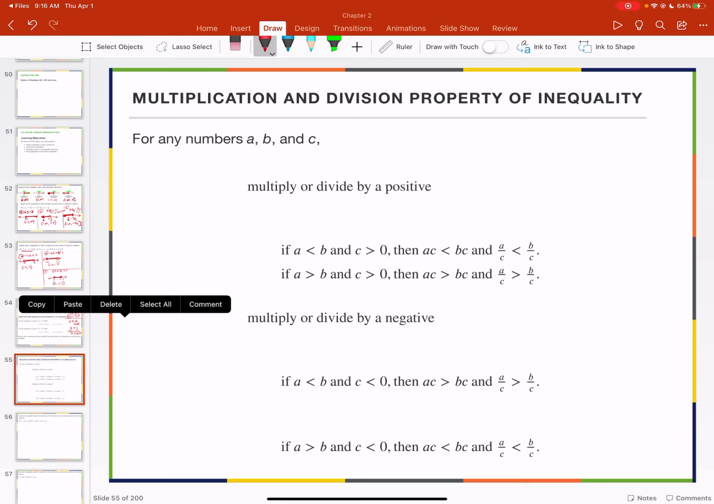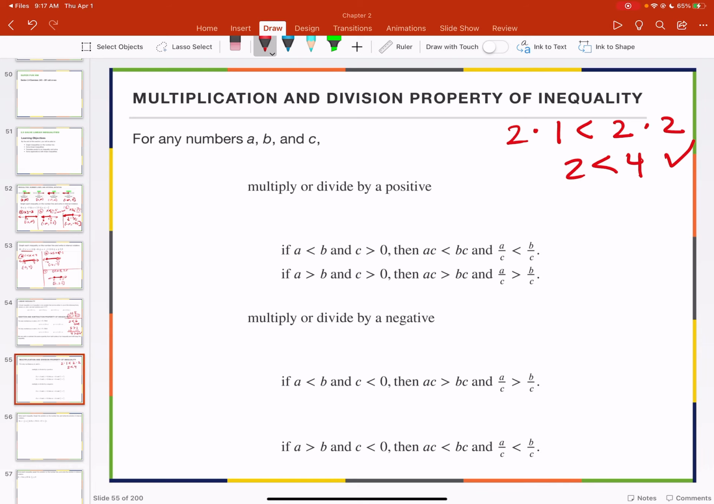Okay. Now, what about multiplication? We can multiply both sides of an inequality, and that's fine. However, the only thing that will change the inequality is if we multiply by a negative. So let me show you with a numerical example. Suppose I have 1 is less than 2. If I multiply both sides by +2, I get that 2 is less than 4, and that's still true.